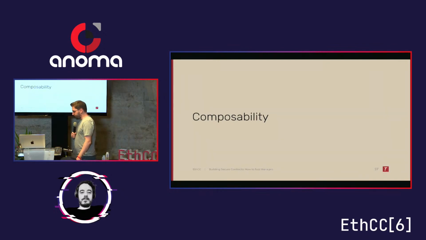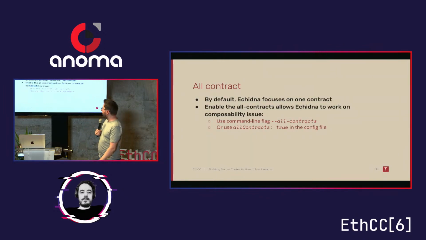Okay, there are a couple of additional things to consider. For example, composability. If you look at modern systems, it's not just one contract. You might have 5 or 6 different contracts. You might interact with third party. So we have a specific mode in Echidna, which is called all contracts. It's just a flag to activate or a config file to set to true. If you set that, instead of fuzzing a specific contract, Echidna is going to call all the contracts. So if you are looking for a composability bug, this is really important.